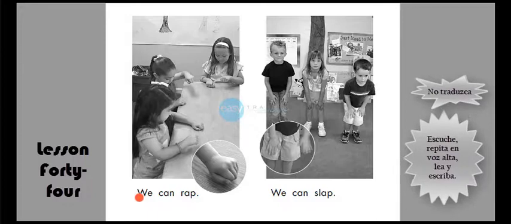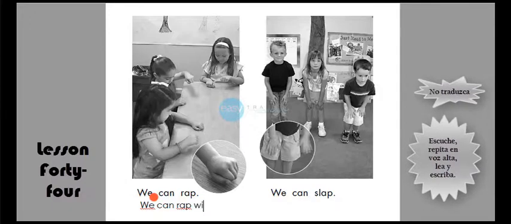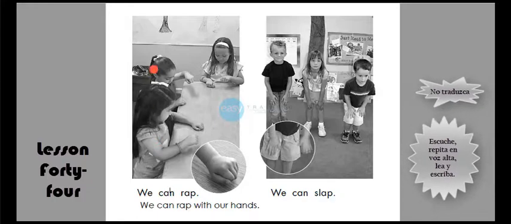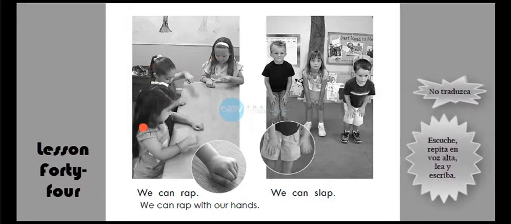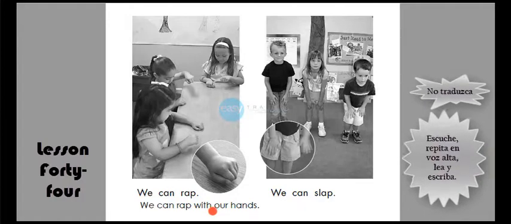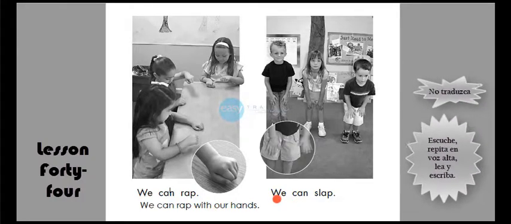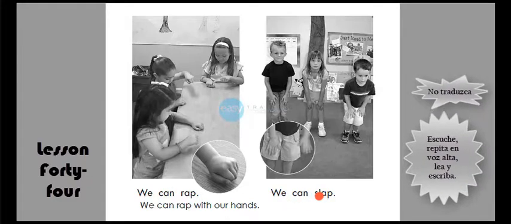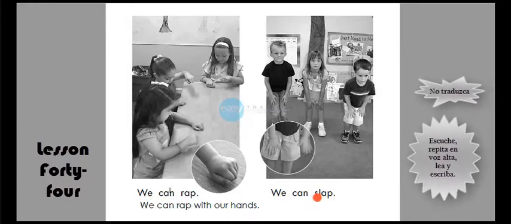Pudo haber dicho, o pudieron haber dicho, we can rap with our hands. ¿Por qué our hands? Porque no son mías, ni son suyas, sino de las girls who are talking this time. We can rap with our hands. We can slap. Ese es el siguiente sound. Slap. Y mire las parts of the body used for slapping.